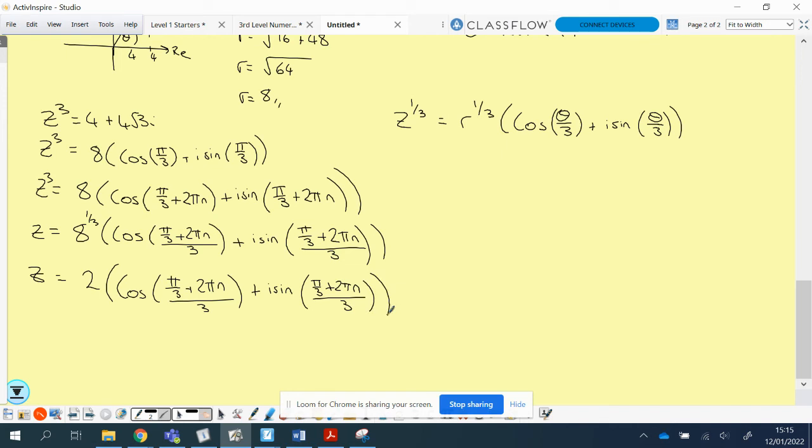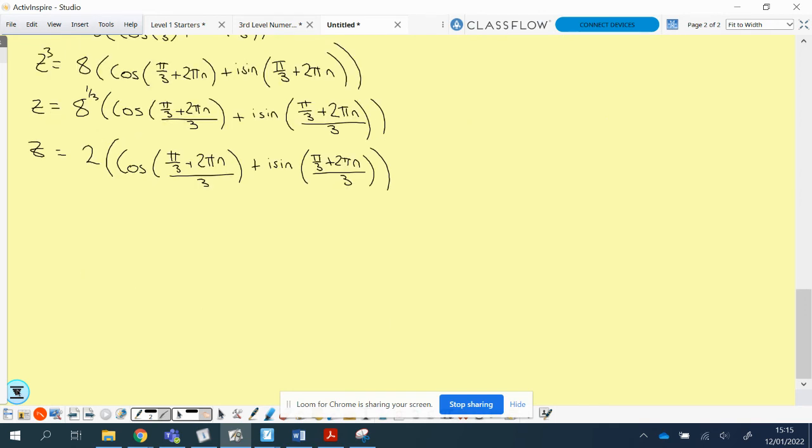Okay, so tidy up this marginally, with the 8 to the power of a third becoming 2. Okay, so now we're going to find the roots. Now, because it's a z cubed, we're going to have 3 roots. So the first root is going to be let n equal 0.